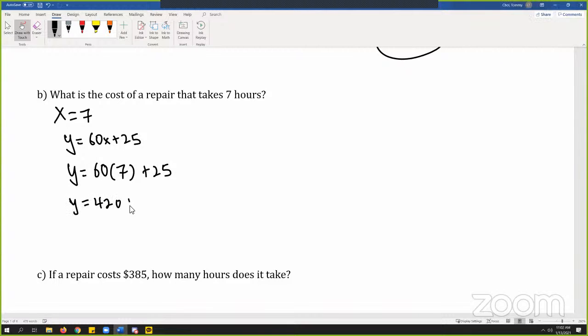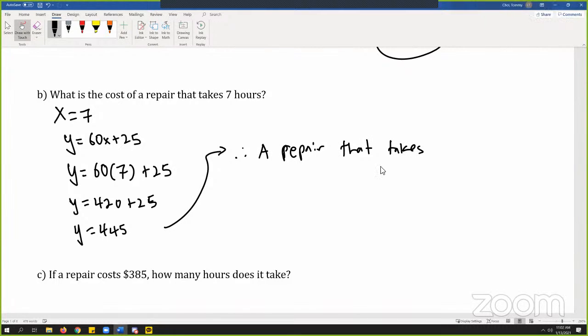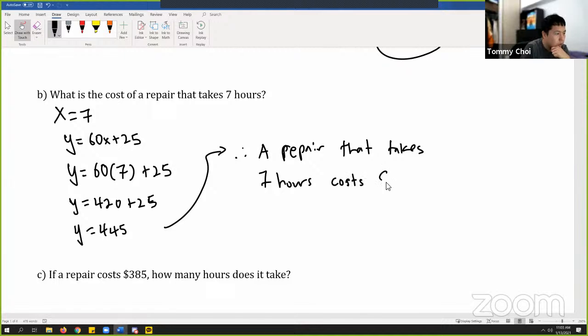445. Perfect. So James has solved it fully. That gives us 445 is y. And it's a word problem, so we need our therefore statement. Therefore, a repair that takes 7 hours costs $445. Perfect. Thank you, James. Done.